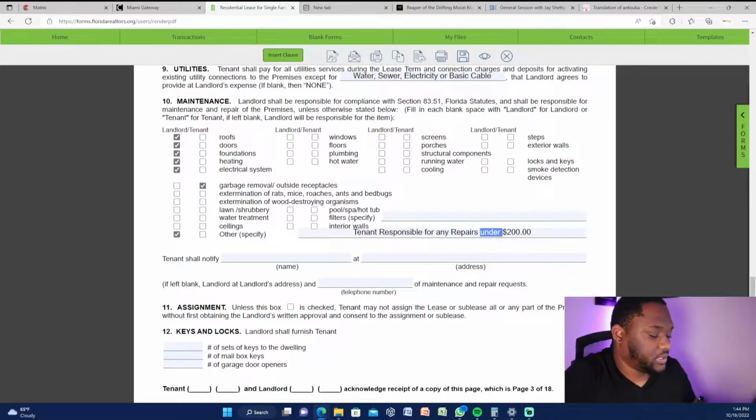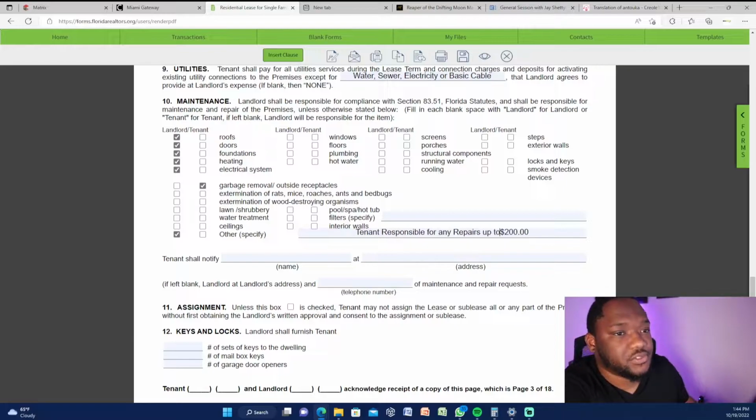Actually, in this case, it's best to put up to $200 and add the landlord will cover the rest. No, that's it. You don't have to add the second part. Slash per repair.